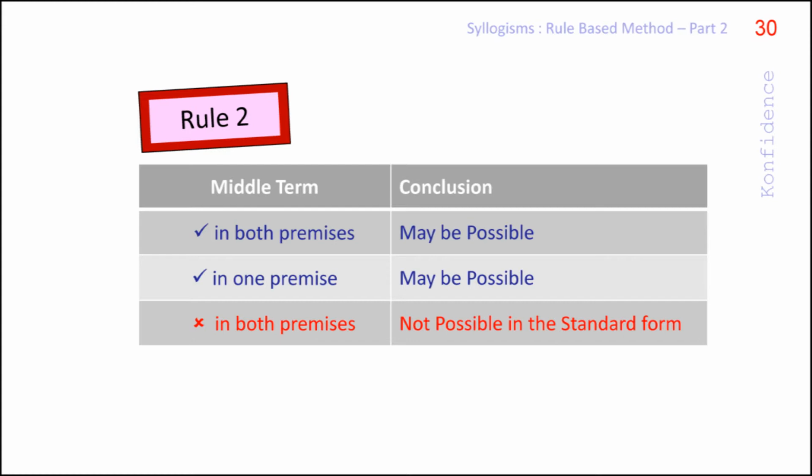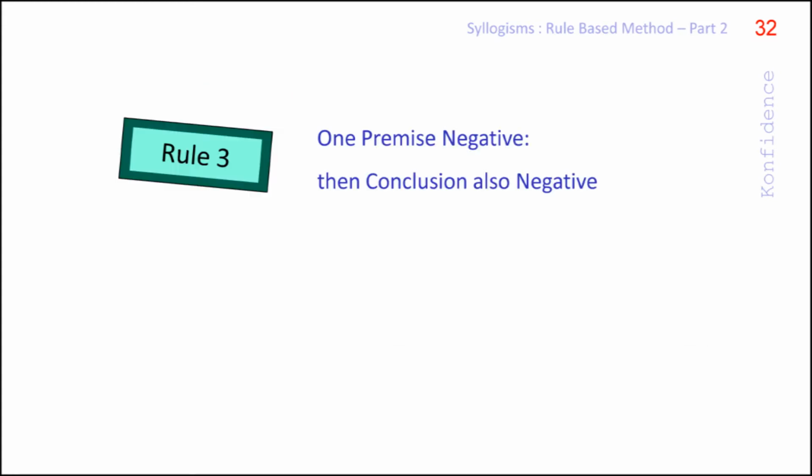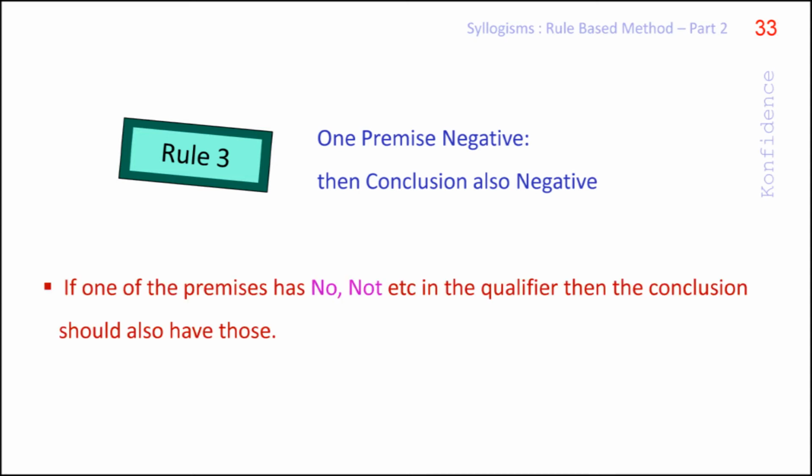If the first 2 rules are satisfied, then there is a possibility of a valid conclusion in the standard form between non-middle terms. The remaining rules tell us more about the nature of that possible conclusion. Rule 3 says that if one premise is negative, then the conclusion would also be negative. That is, if one of the premises has no, not, etc. in the qualifier, then the conclusion should also have those.